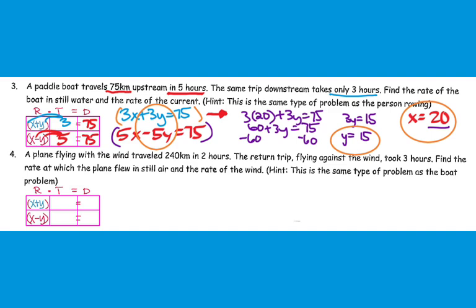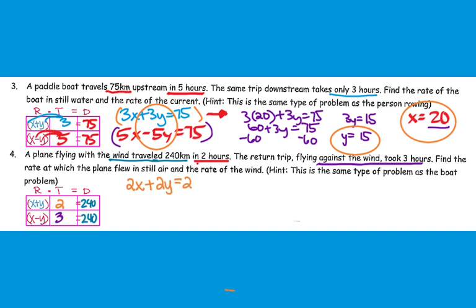Okay. On number 4, we have a plane flying with wind, right? So we know that the distance is going to be that 240 kilometers, and that's not going to change. And we know that it took 2 hours to travel this distance, or 3 hours. So the 2 is going to be with the help of the wind, and the 3 is going to be against the wind, and the distance stays the same.